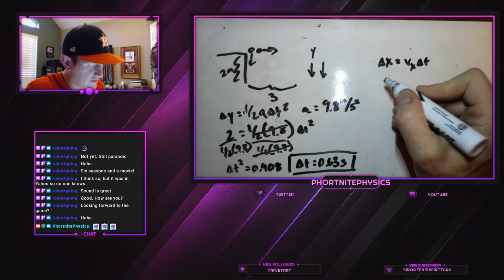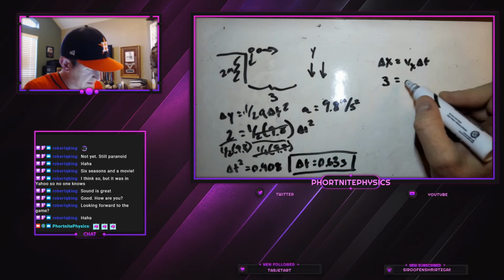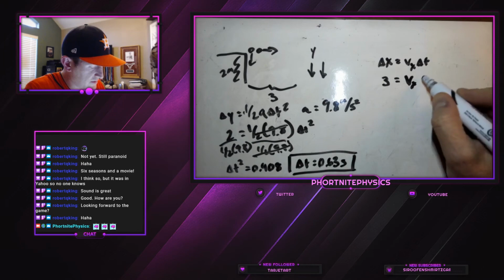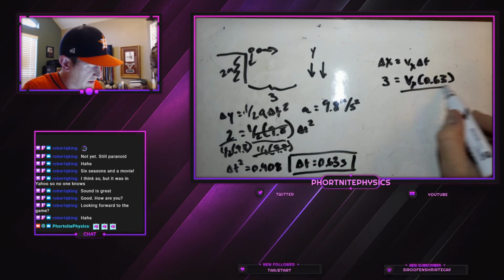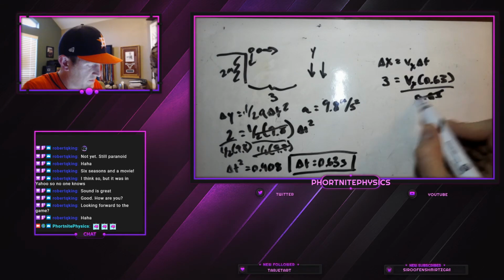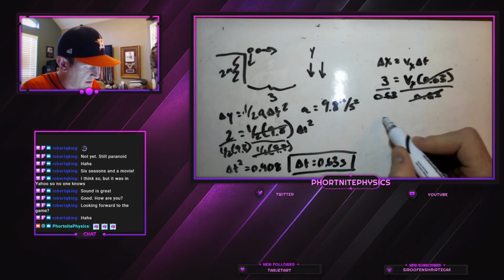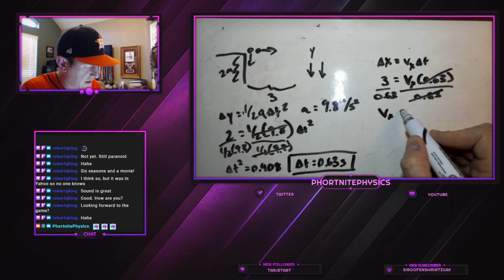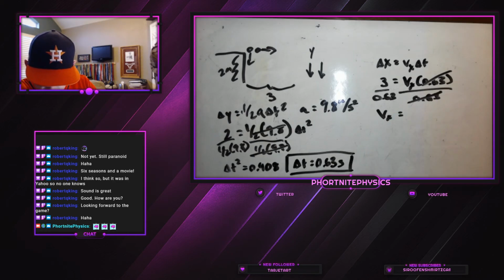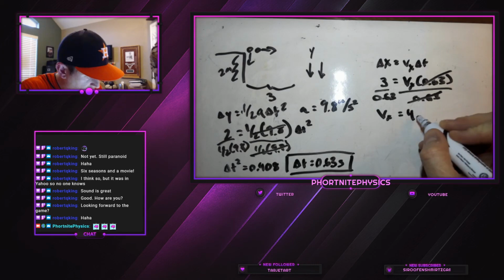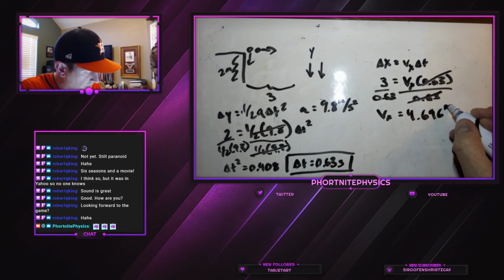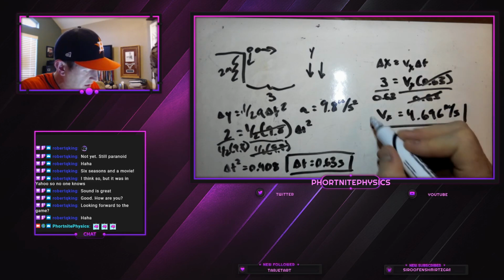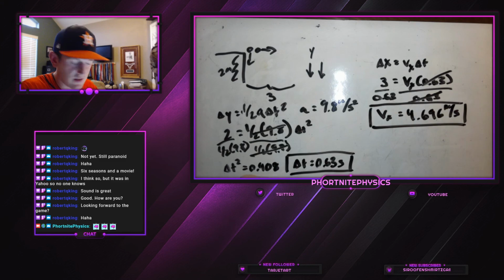Now we have 3 as our delta x. We don't know our Vx yet, but we do know our time is 0.63. If we divide both sides by 0.63, our Vx is equal to 4.696 meters per second. That's how fast the cat was running when he slid off the edge of the table.